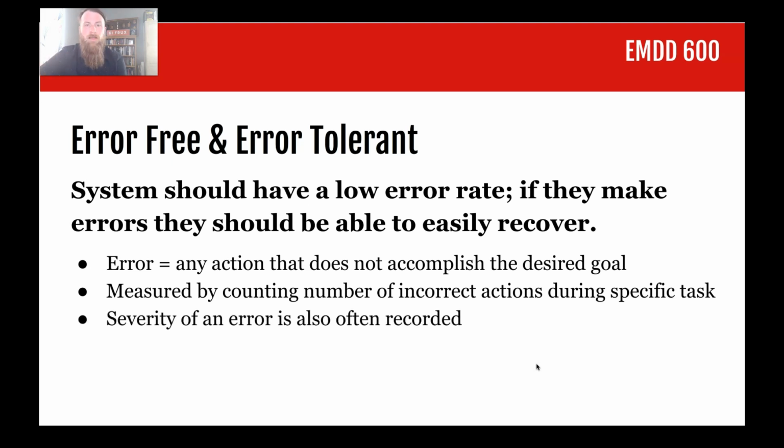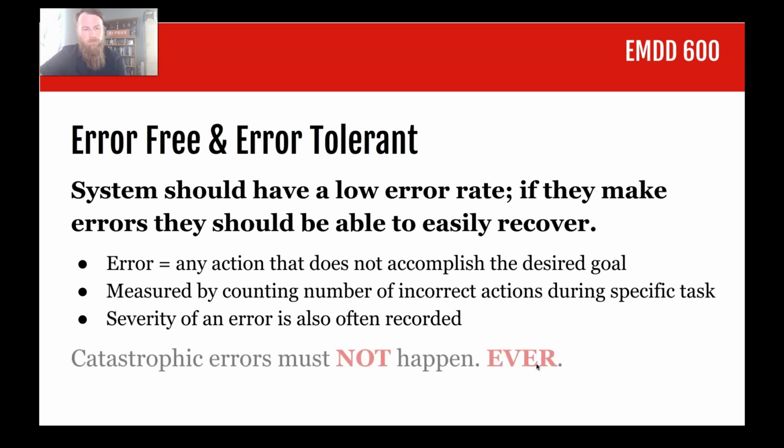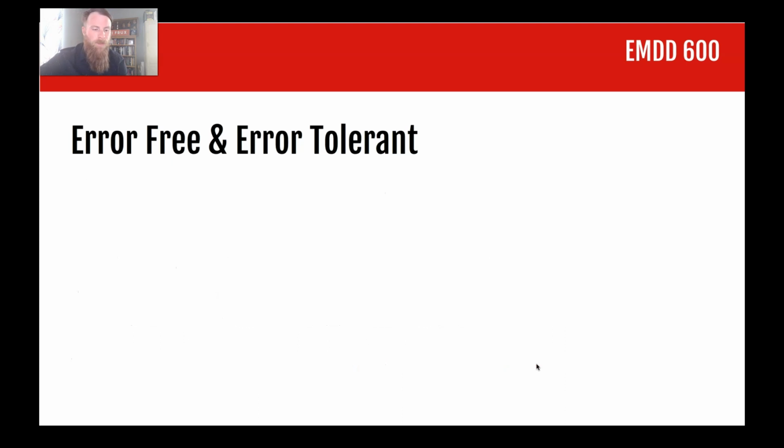Often, also, the severity of an error is recorded, which I'll map out in a few different dimensions. But by and large, catastrophic errors must not happen ever. This is largely the reason that usability testing is such a burgeoning field right now. And as we dig into human-computer interaction even further in our society, a catastrophic error is something that will put users in a place where they don't want to come back and use your system. It feels not feasible for them to get what they need out of it.